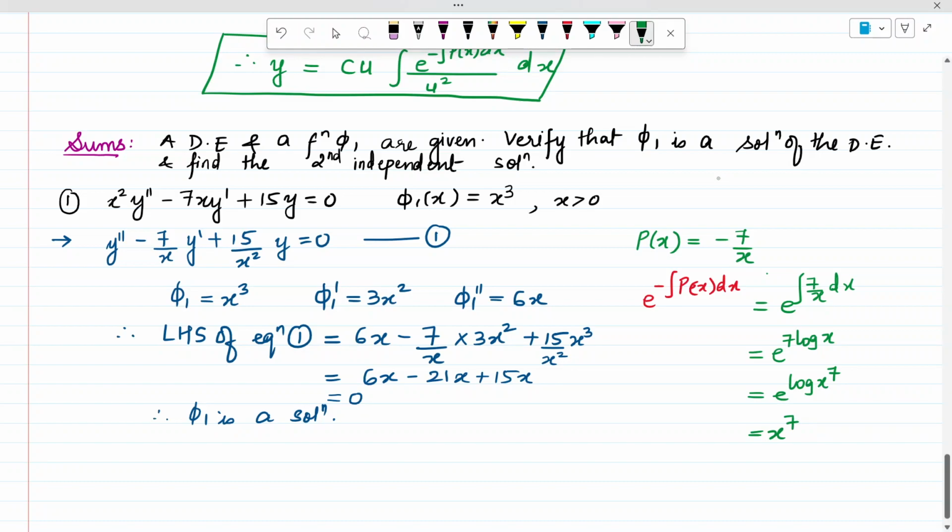Now coming to the value of y. By the formula, y is equal to c times u, times the integral of the expression we have found here, e raised to negative integral p of x dx, divided by u square, dx.